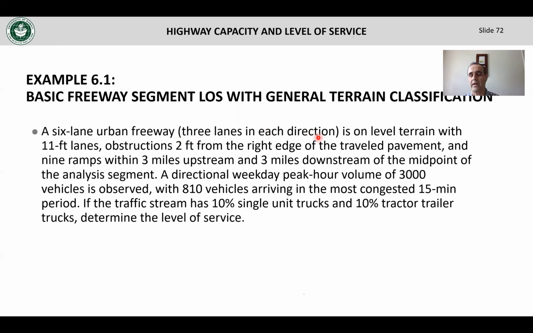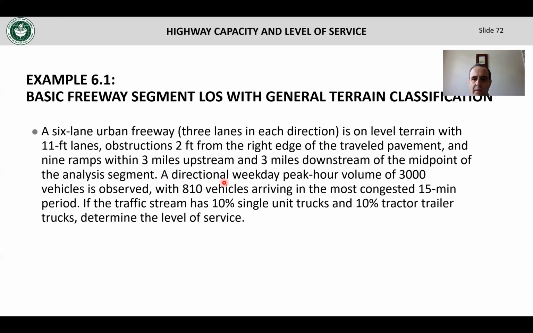Typically, I try to clarify it so you don't get confused because not everybody is familiar with the language that transportation engineers use, but that would be a typical case. So it would be the 4-lane freeway, 6-lane freeway, 8-lane freeway, 10-lane freeway. So those would be the case. So a 6-lane urban freeway is on level terrain with 11-foot lanes, obstructions 2 feet from the right edge of the traveled pavement, and 9 ramps within 3 miles upstream and 3 miles downstream of the midpoint of the analysis segment.